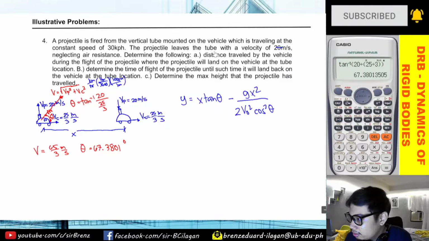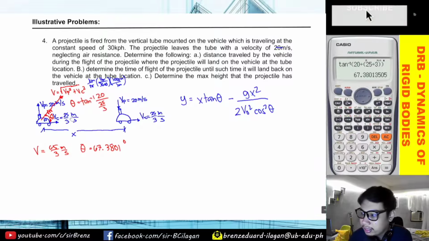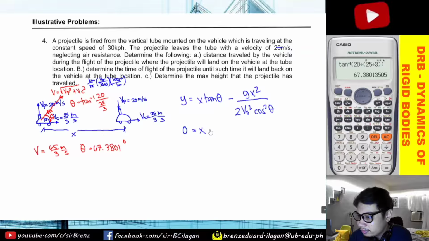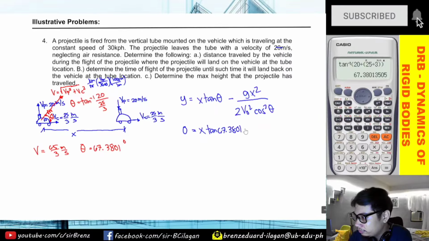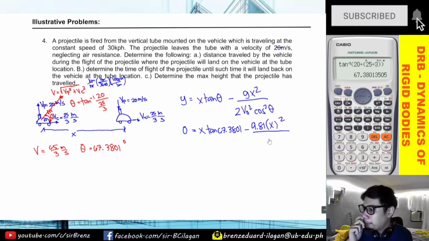Alright. So guys, if we analyze this from this point up to this point, the displacement in terms of y will be equal to 0, because it is level again, right? So this y here is equal to 0. And then equals x, again, the x is what we're looking for here, multiplied by tangent of 67.3801, minus g x squared, so 9.81 times x squared all over 2 Vo squared.